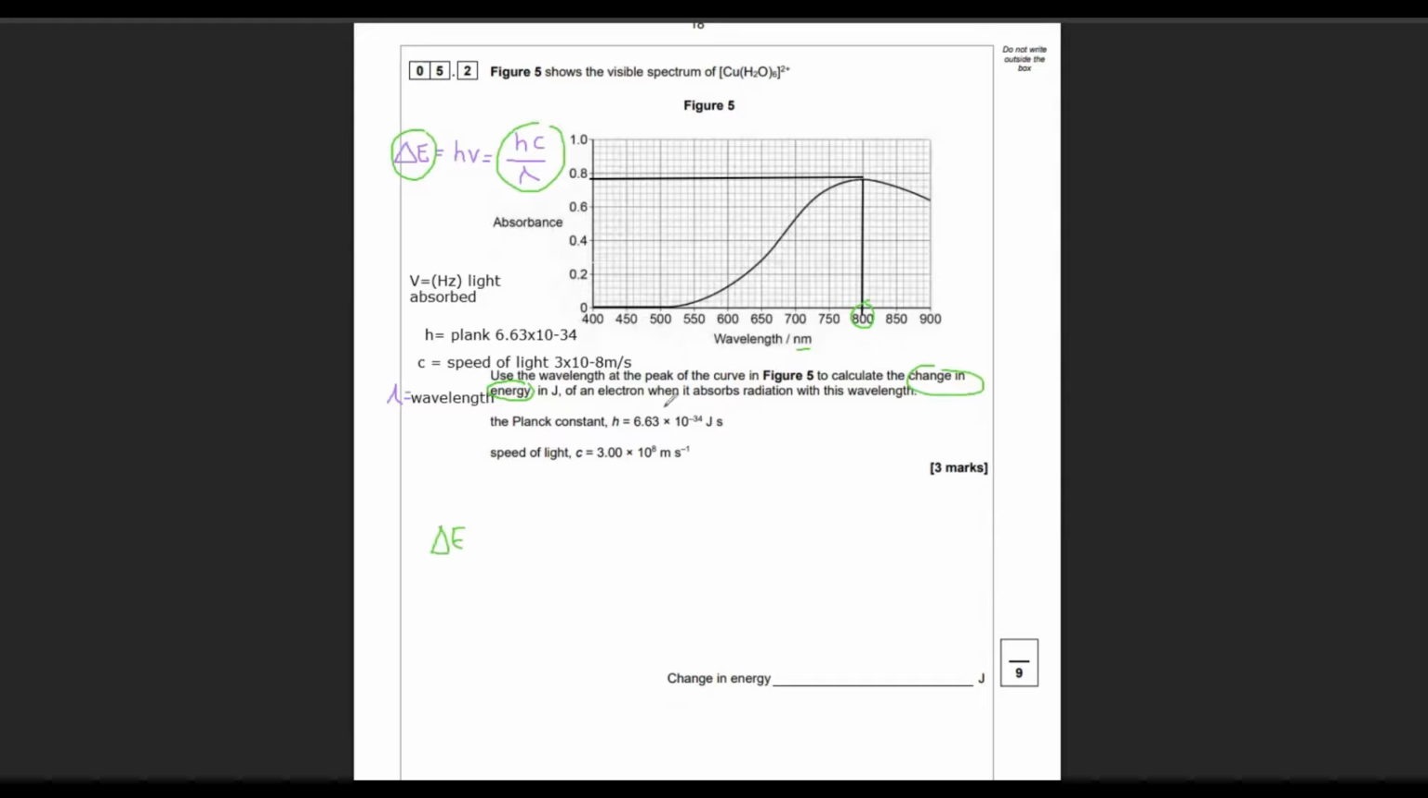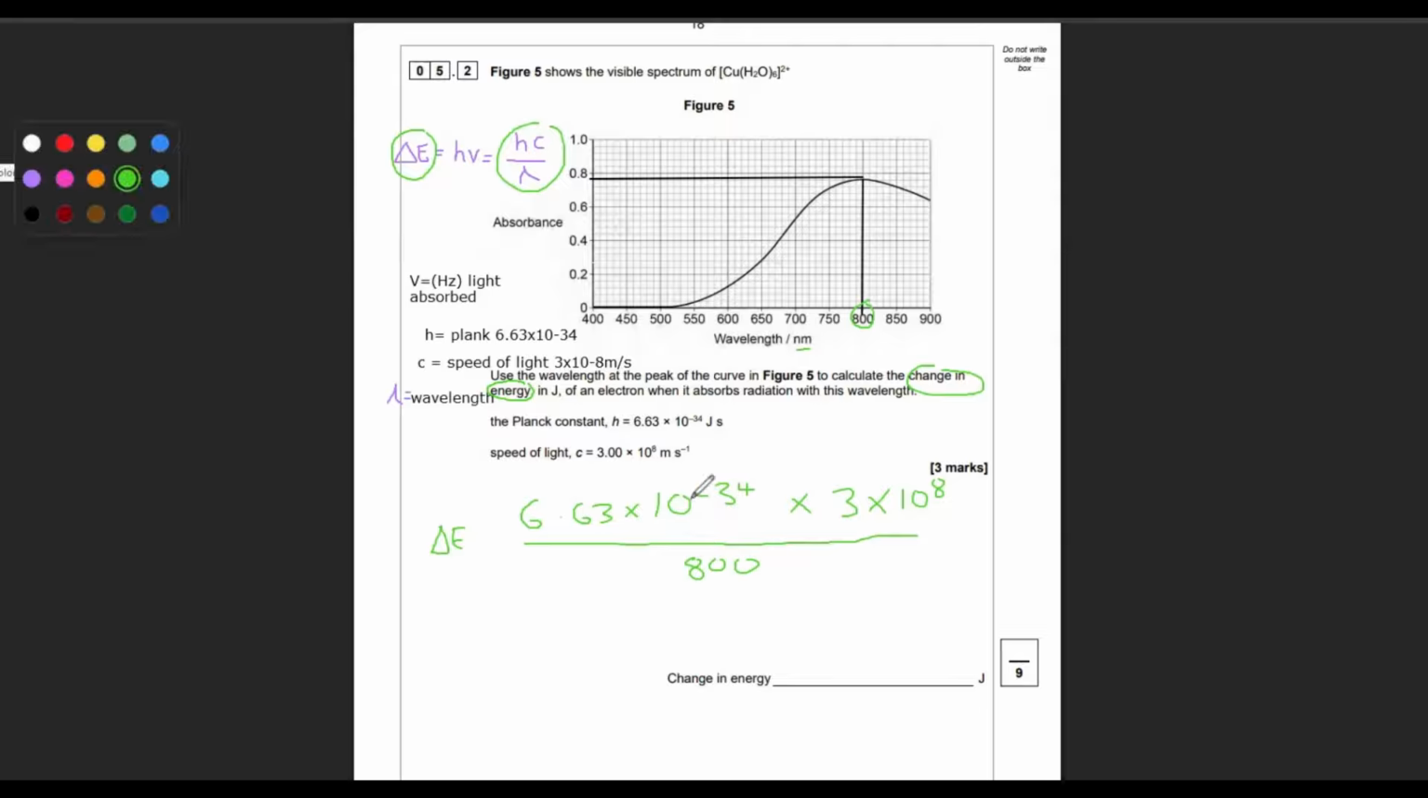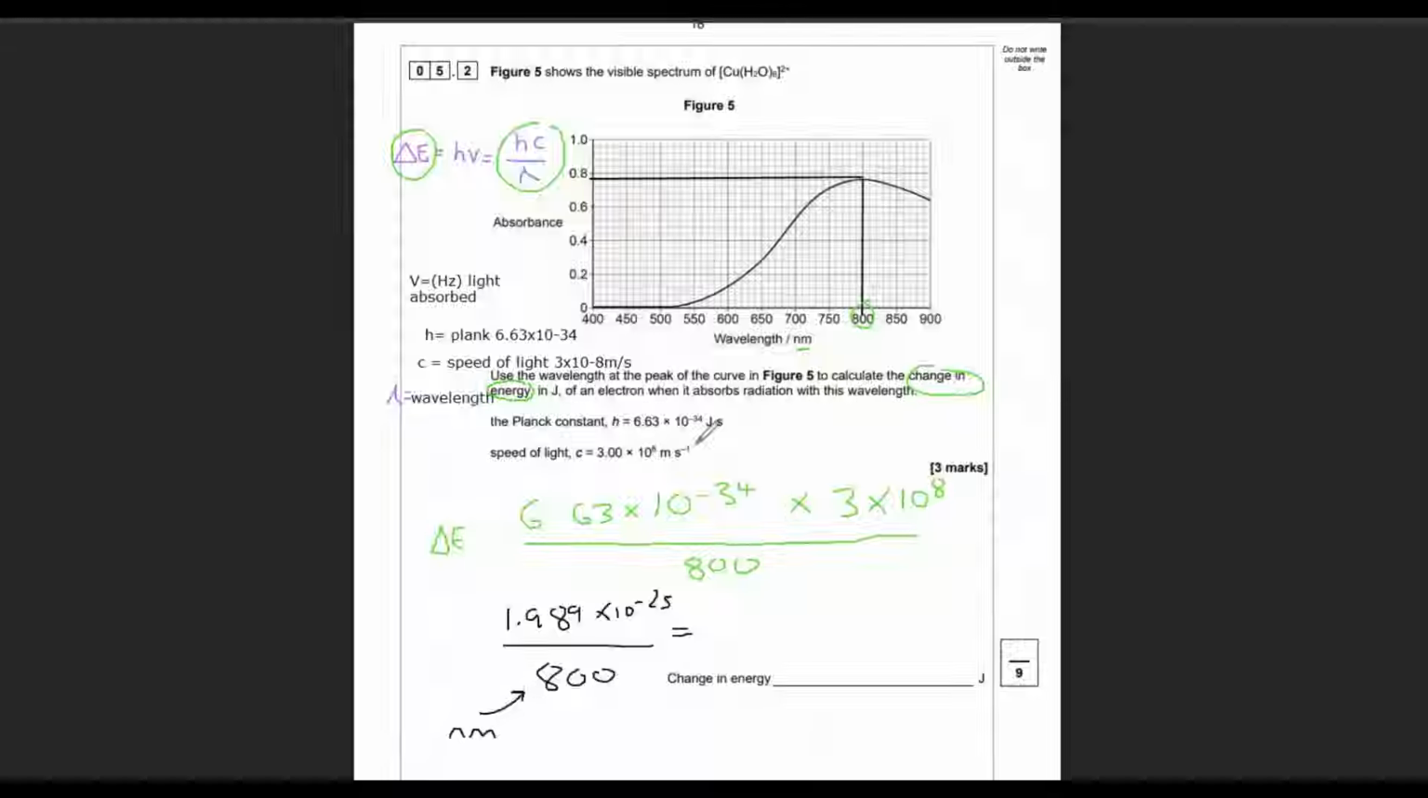So I know that the energy gap is equal to 6.63 times 10 to the -34, that's h, the Planck constant, times the speed of light, which is 3 times 10 to the 8 meters per second. And I'm going to divide that by 800 nanometers, which is the wavelength. However, wavelength is not supposed to be in nanometers. You have to remember this, so this is another tricky part to it. Wavelength is actually in meters, so we need to convert the 800 into meters.